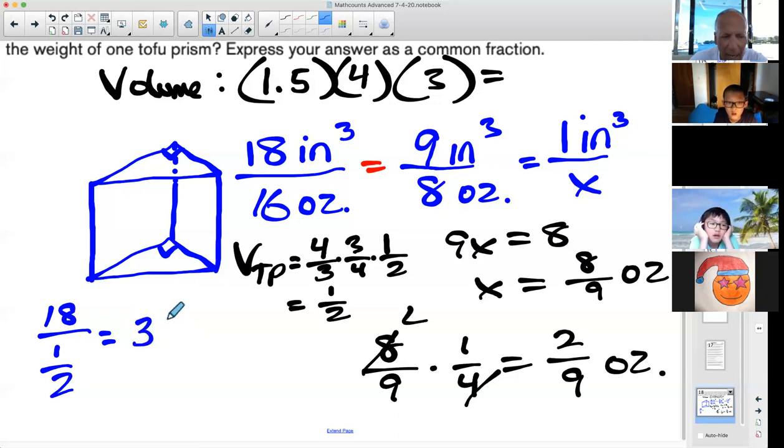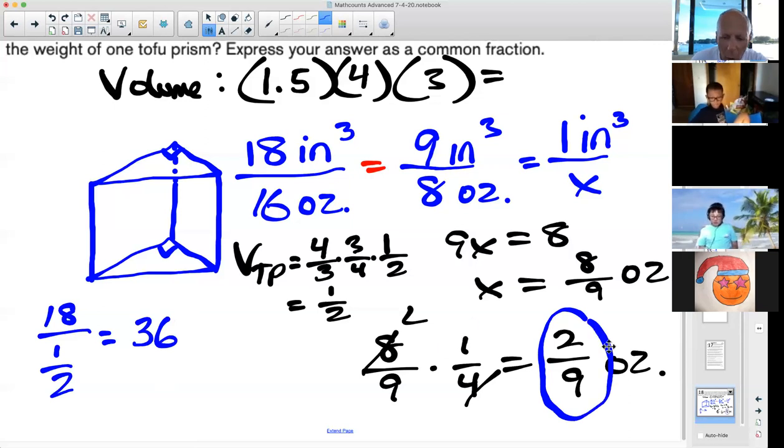I'd say it's 36, guys. A half of 18? 18 divided by a half. I thought you said 1/2 of 18, so like 1/2 of 18. So there are 36. And we know that each one weighs what? One weighs half. Half. Yeah. And therefore 8/9 times a quarter is 2/9 of an ounce.